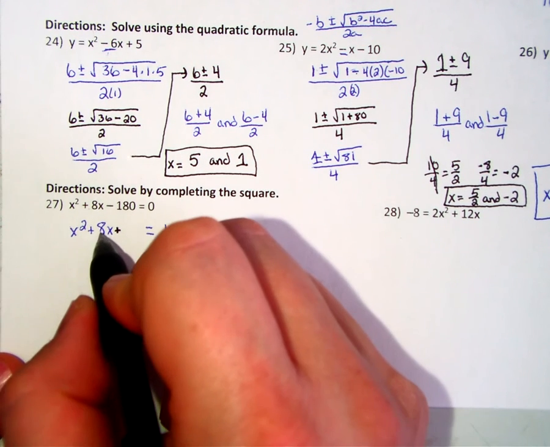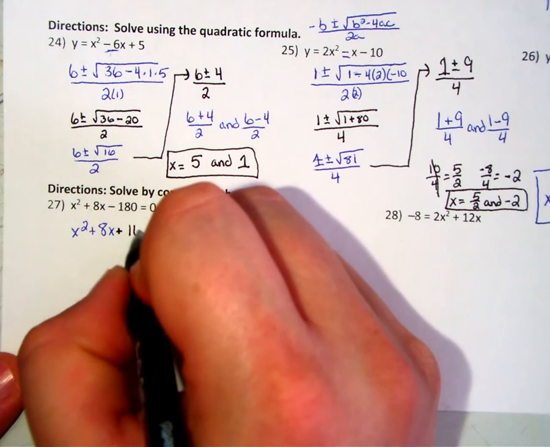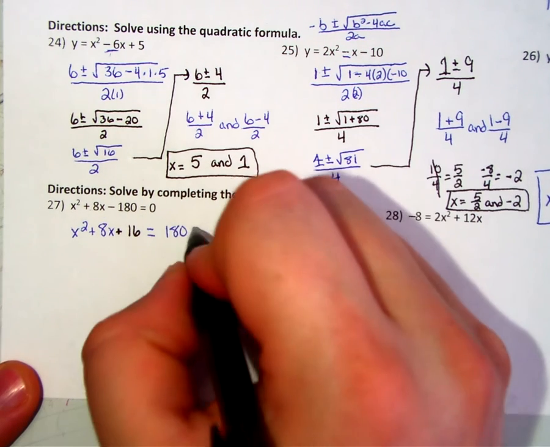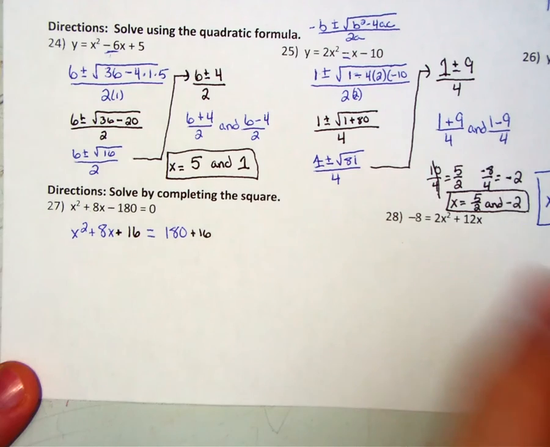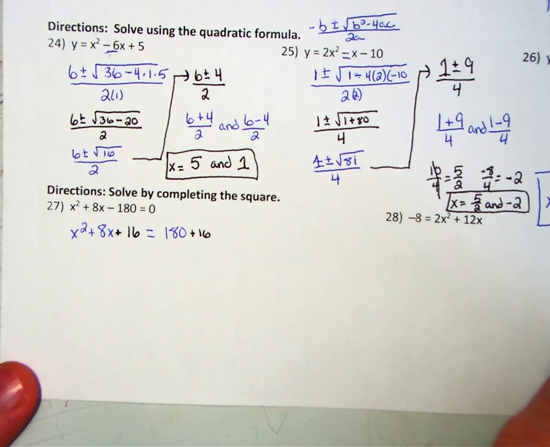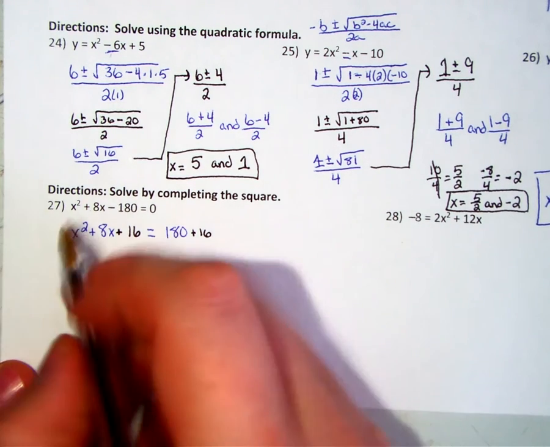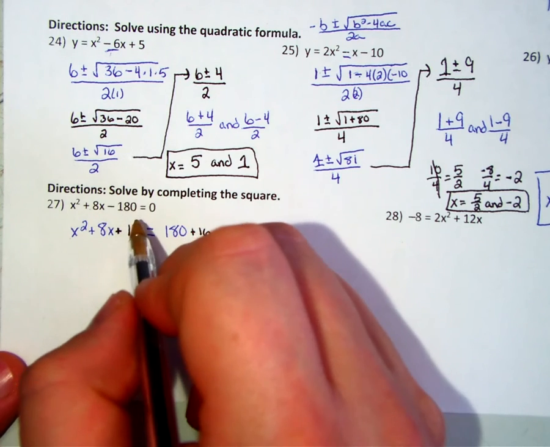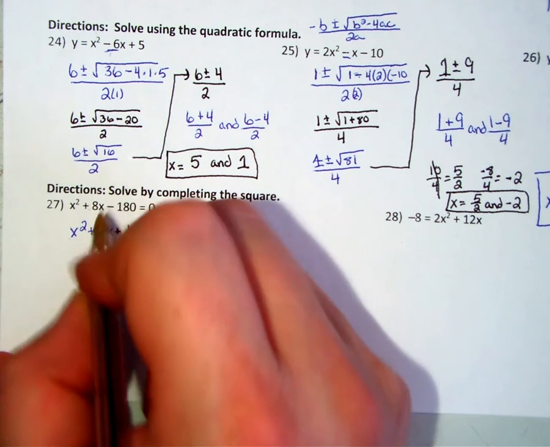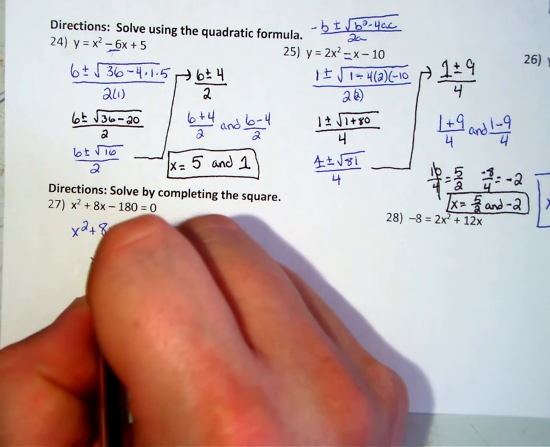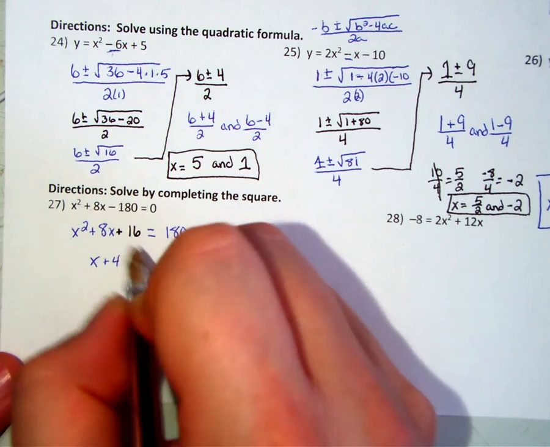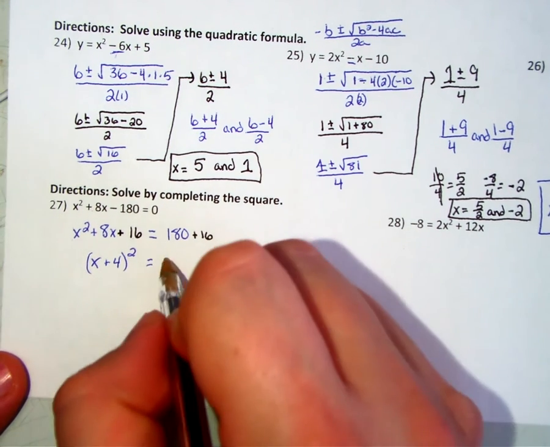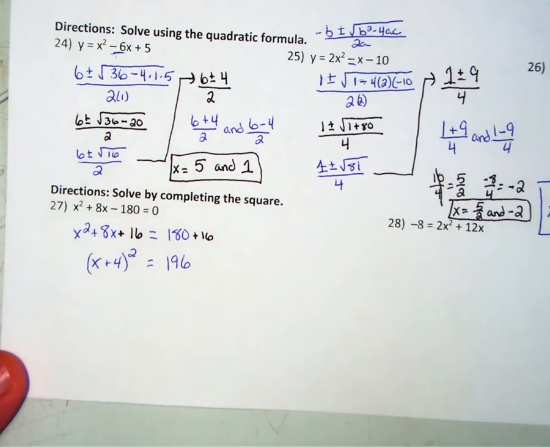So half of 8 is 4, squared is 16. Since I added 16 to the left side of the equation, I'm going to add 16 to the right side of the equation. Now I can take my perfect trinomial and make a binomial squared. So that's going to give me an x plus 4, that half of b value, squared, equals 196.